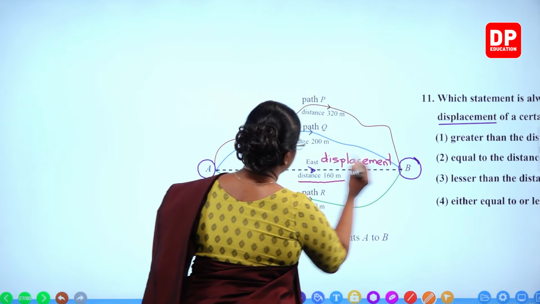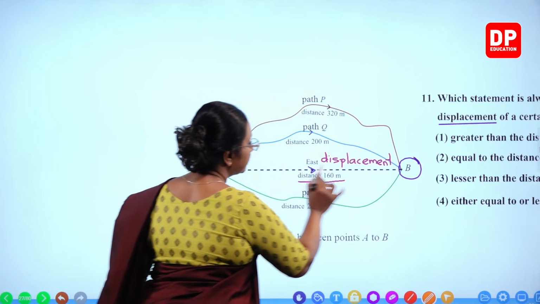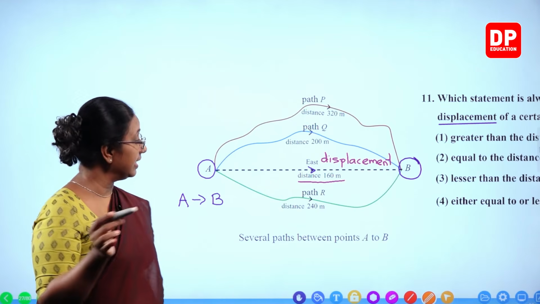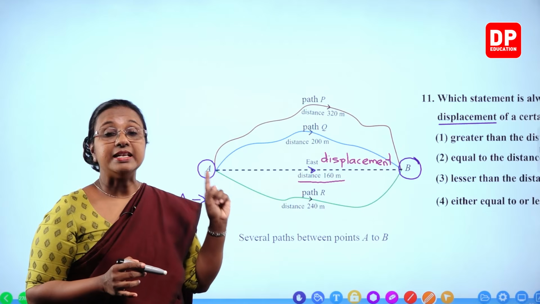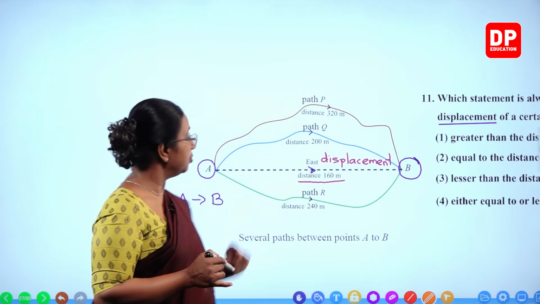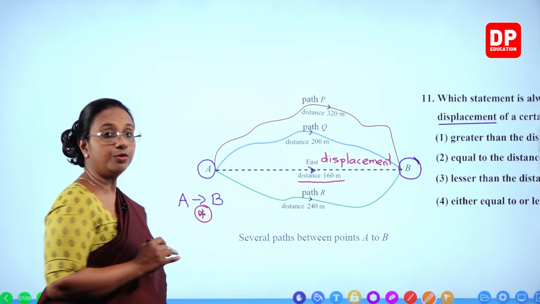Displacement. You need the initial position and the final position. The straight line distance, or the shortest distance in a straight line, is going to be the magnitude of the displacement. And displacement has a direction as well. So it is from A to B. So it has a magnitude and the direction A to B.